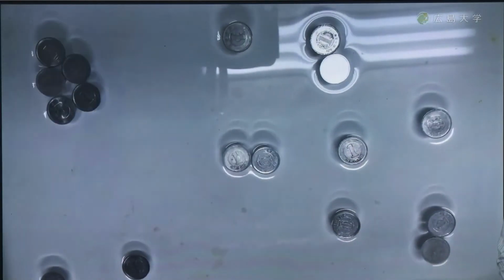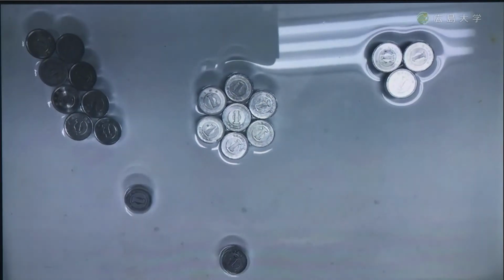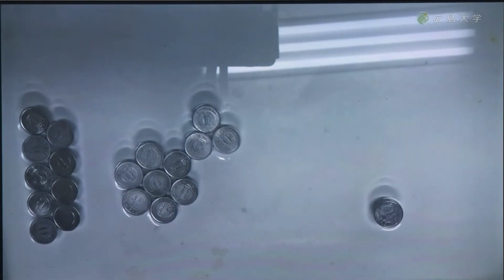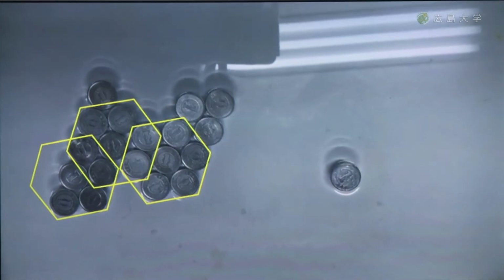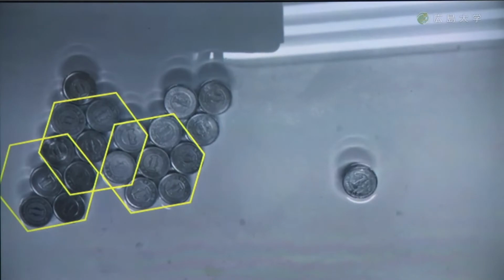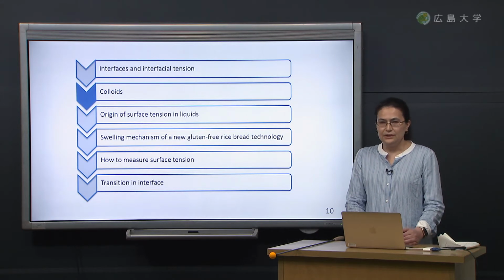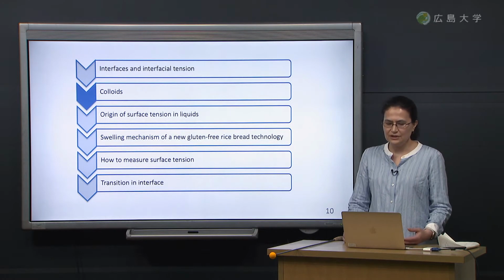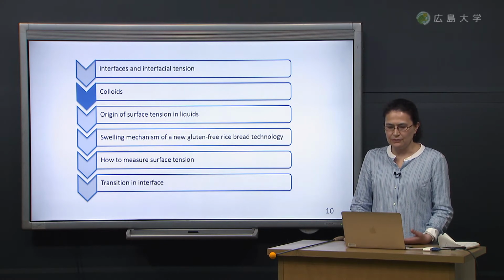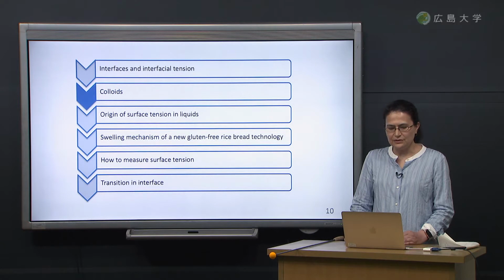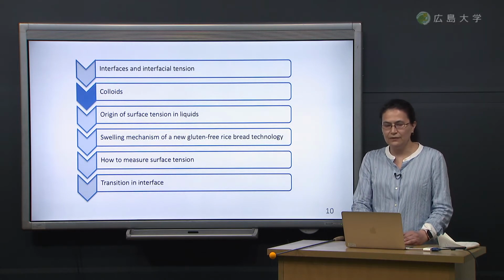Coins were placed on the water surface one by one. As the number of coins increased, they started to come together and stayed close to one another in the hexagonal closest packing state. The coins move toward one another because surface tension tends to minimize the surface area between the coins. Although we seldom notice, our daily lives are full of substances and processes under the influence of interfacial tension and surface tension. Now, I would like to address some features of substances in which interfacial tension plays significant roles.